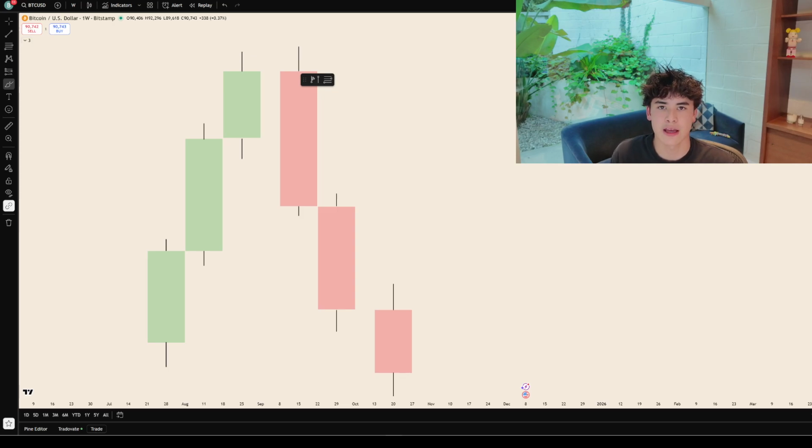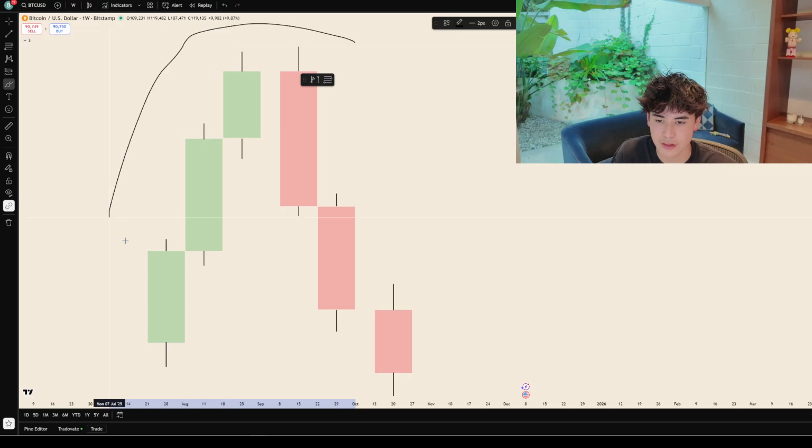Inverse fair value gaps. I just like to call them inversions, but we're going to cover them today, go over exactly how we use these in the market to our advantage to increase our probability on trades, because ultimately that's what we're trying to do in every single video. But what are inversions or inverse fair value gaps? They're pretty much areas in the market where price is overlapping a fair value gap in the opposite direction.